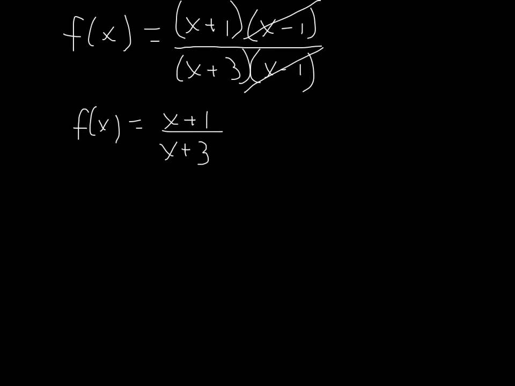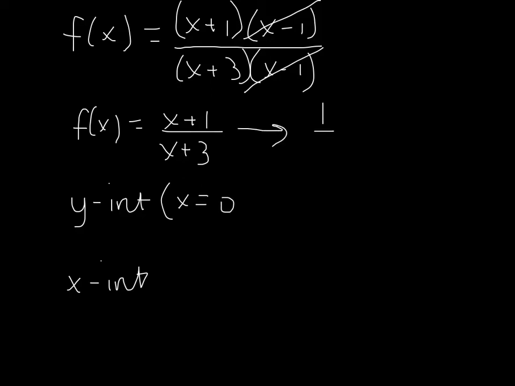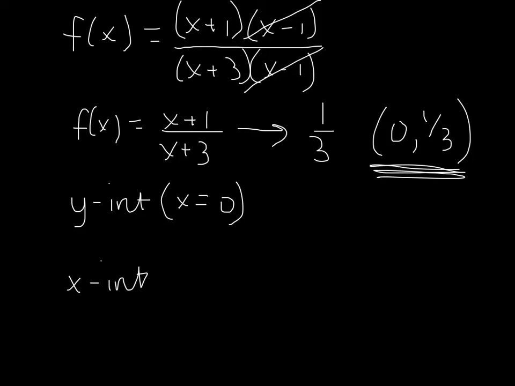Now let's take a look and find the y-intercept and the x-intercept. The y-intercept is when x equals 0. Well, if I go up to here and do that, I would get 1/3. I would write that as a coordinate, and please make that a habit at this point if you're not already. So this would be a point on the graph, (0, 1/3). The x-intercept is when y equals 0. So if I set y equal to 0, I would have x plus 1 over x plus 3.